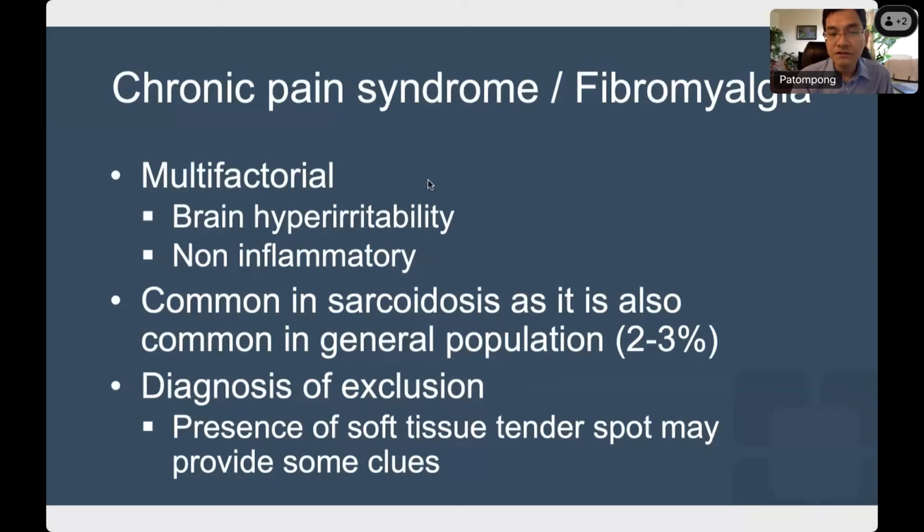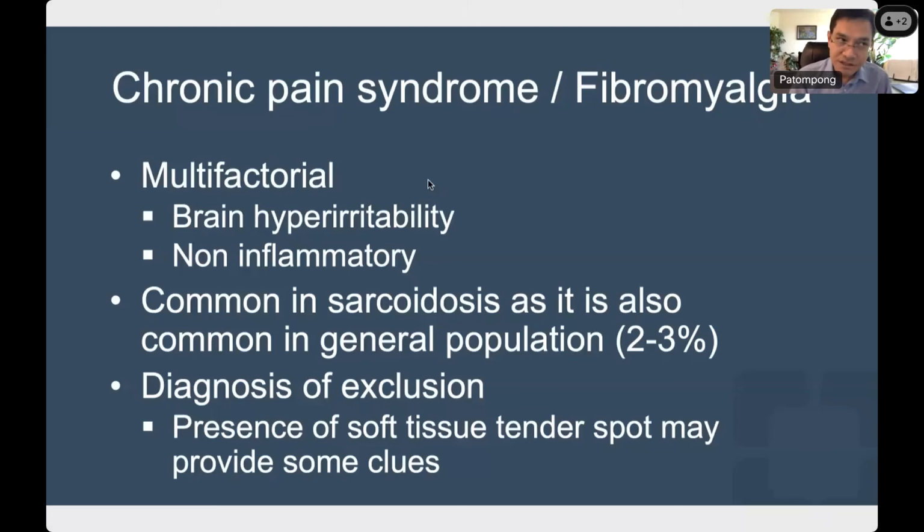This is also something that we know is non-inflammatory. This is not an inflammatory disease, so we don't expect to see warmth, tenderness, or swelling or joint fluid on physical exam. Chronic pain syndrome or fibromyalgia is common in people with sarcoidosis because it is also common among the general population. Some surveys say that about 2 or 3% of the general population do suffer from this condition.